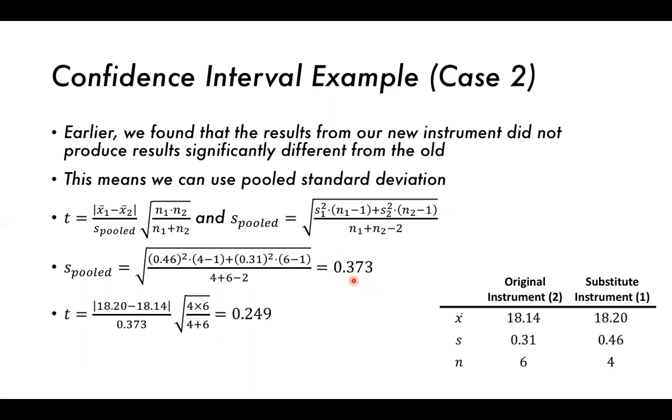And so the t value then is just going to take the values from this table where the difference in the means is here, the pooled standard deviation is here, and then we're looking at the number of experiments conducted. So it's going to be 4 times 6 for N1 times N2, and then it's going to be 4 plus 6 for N1 plus N2, which will give us a t value of 0.249. And so that would in fact pass our t-test.